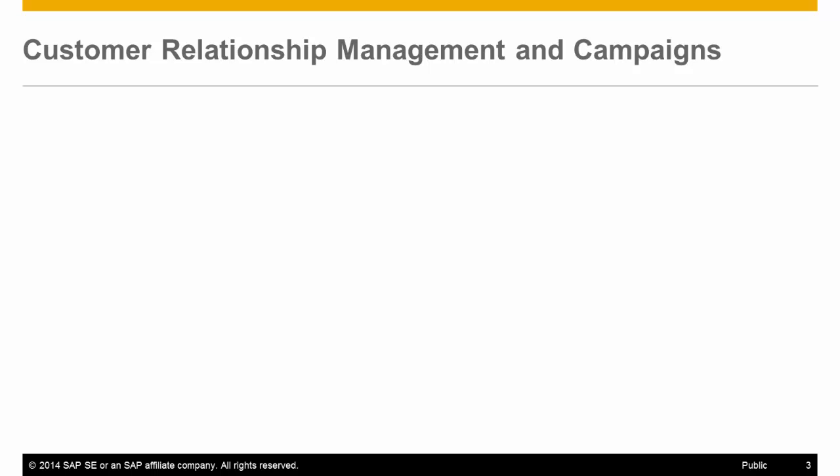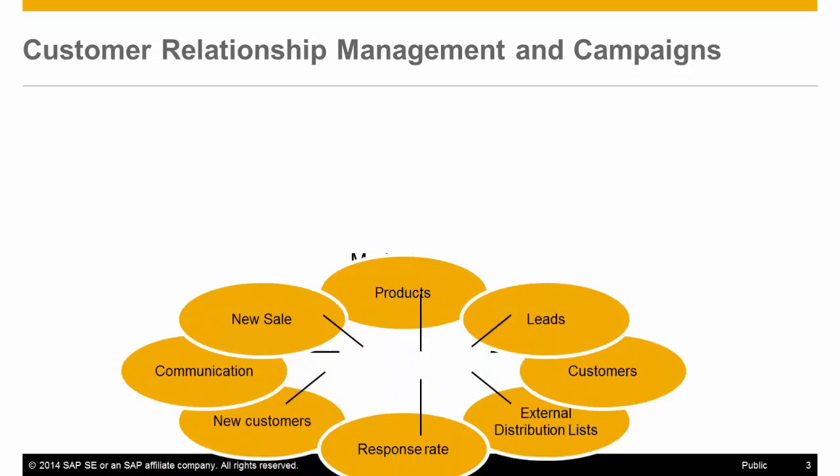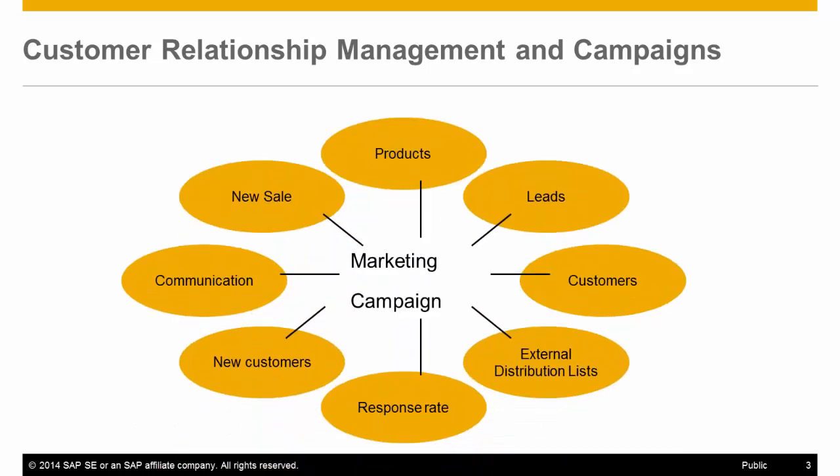With SAP Business One, customer relationship management and campaign management features, you can take advantage of data that you already maintain in the system, including products, leads, and customers, to create marketing campaigns to your existing customer base as well as to potential ones. Following up on the campaign, you can track the effectiveness of this marketing channel by identifying the response rate, further communication with the client, and any new sales that resulted from this campaign.